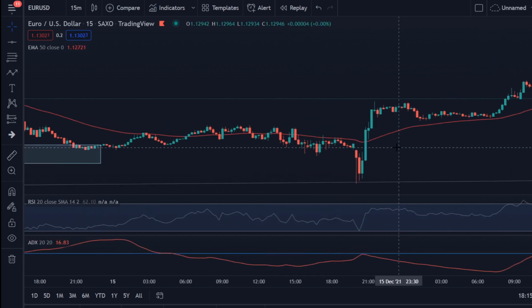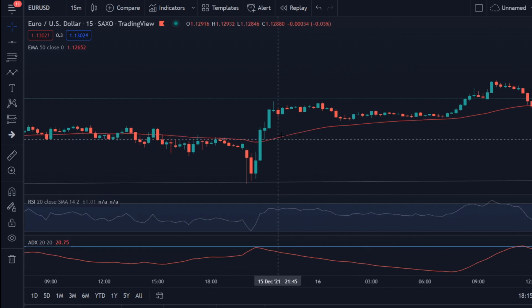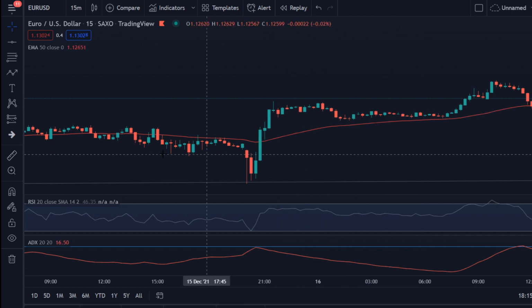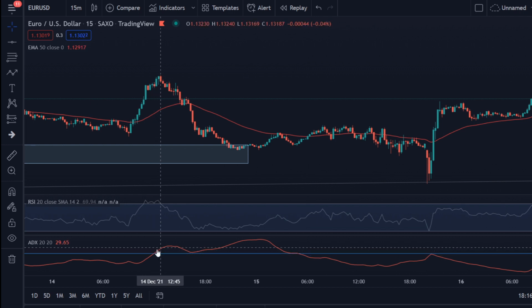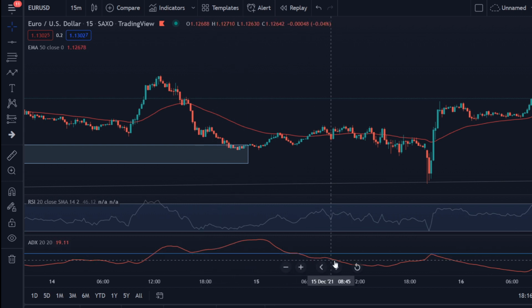First of all, we're looking at the 50 exponential moving average. The price needs to be above the 50 exponential moving average in order to take buy trades. So when the price is above, we are only looking for buy opportunities. When the price is below the 50 exponential moving average, we're only looking for sell opportunities. So it basically shows us the trend. Then we can only take trades when the ADX is above the 25 level. The red line is above the 25 level. When the red line is below the 25 level, we cannot take any positions.